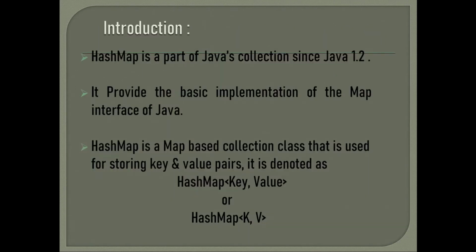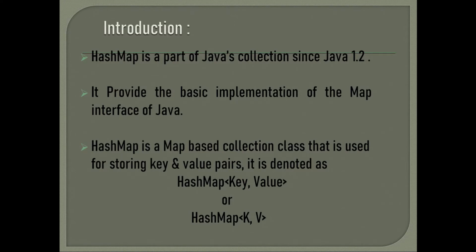First we come to the introduction part. HashMap is a part of Java's collection since Java 1.2. It means that HashMap started when the Java 1.2 version was launched. It provides the basic implementation of the Map interface of Java. HashMap is a map-based collection class that is used for storing key and value pairs. It means that it is basically a class and it can store values in key-value pair form.